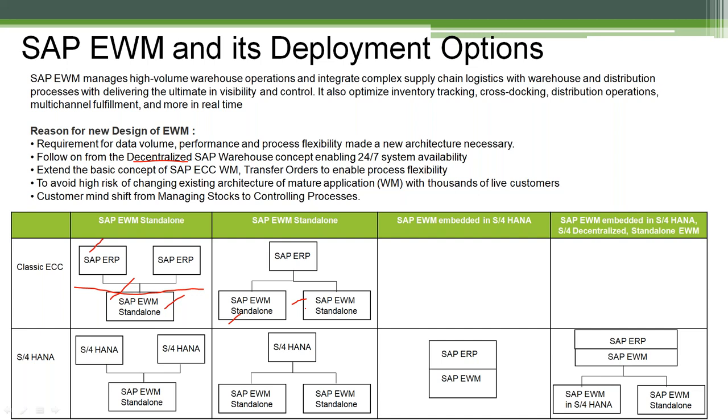There are two reasons for making it decentralized. Number one, your warehouses require faster response from the server. So they have a separate server, and the sizing is done based on how many warehousing processes or how many documents are created in warehouses. So EWM has its own server. Better response from the server is required.